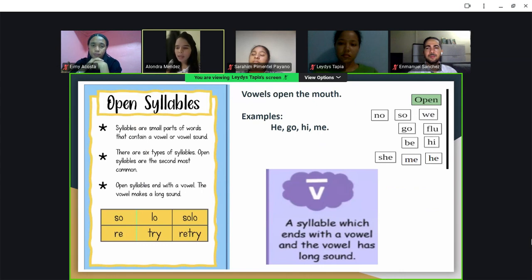Open syllables are a small part of words that contain a vowel or a vowel sound. There are six types of syllables. Open syllables are the second most common. Open syllables end with a vowel. The vowel makes a long sound.